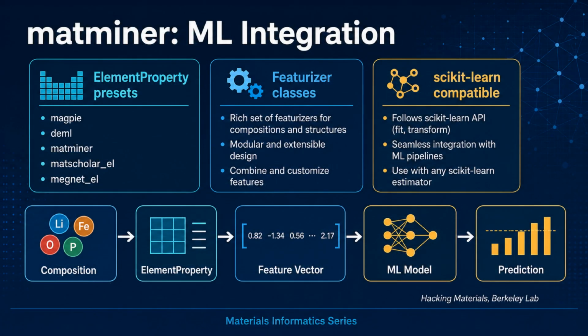Mapminer, developed by the Hacking Materials team at Berkeley Lab, is specifically designed for machine learning on materials. It provides multiple presets including MagPy, Deml, Mapminer, Matcholr-L, and Magnet-L. All featureizers are scikit-learn compatible, producing data frames ready for ML pipelines. The workflow goes directly from composition strings to feature-ready data.